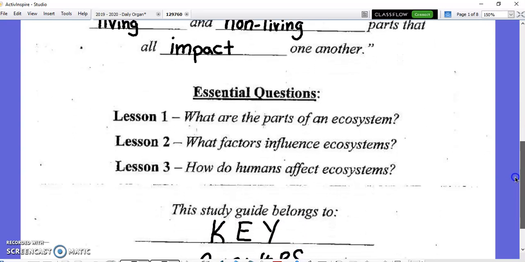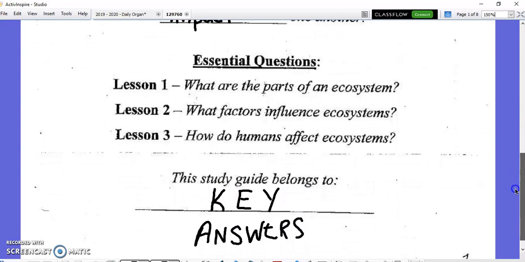In the following pages, you'll see the answers or the key. If you have a star next to one of the questions, that's a question I would look over very carefully. It will most likely pop up again on your district test.